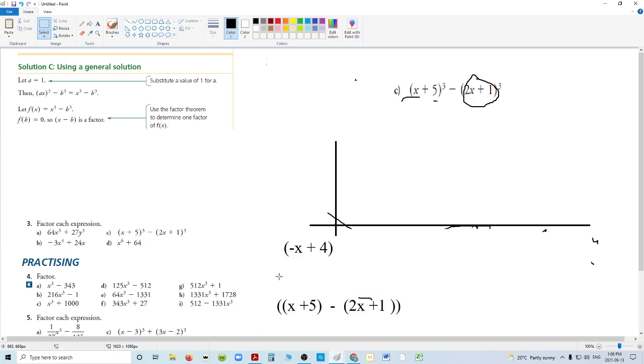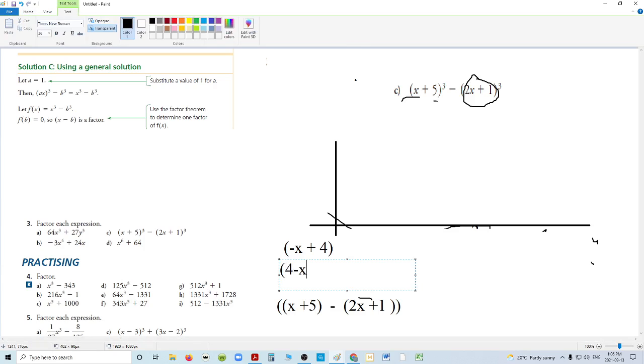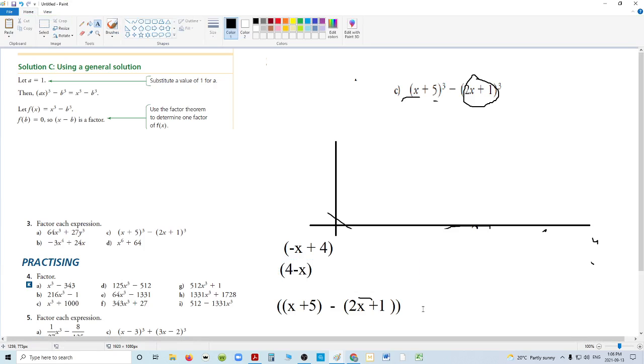And I'm keeping that there for a reason. You could rewrite it as this, and you'll often find your book will rewrite it, even though I don't think technically they should, they will. So we know that that is essentially the first factor.